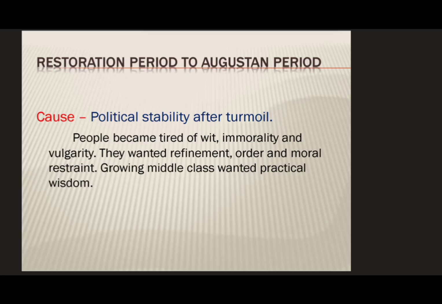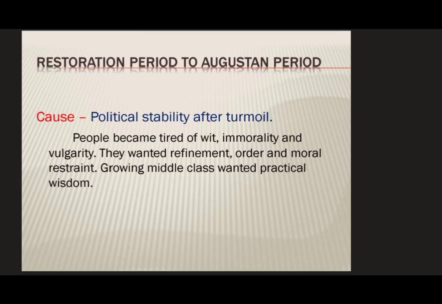So, in the Restoration period, they were using comedy of manners, they were using wit, immorality, and vulgarity openly in literature. Now, people became tired of that kind of life. They wanted some order, laws, and refinement in the society. So, that want of stability brought a new period, that is Augustan period.